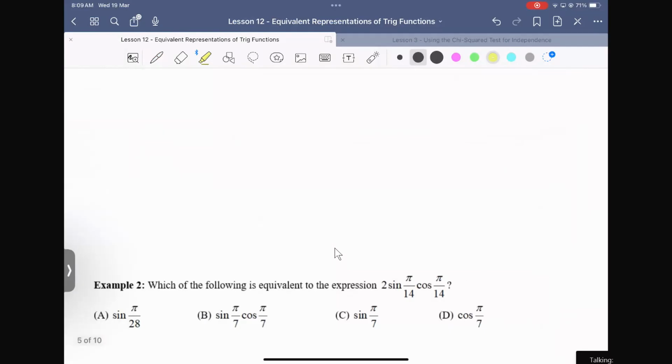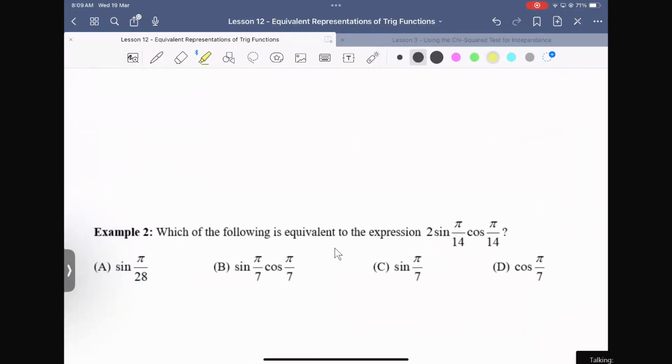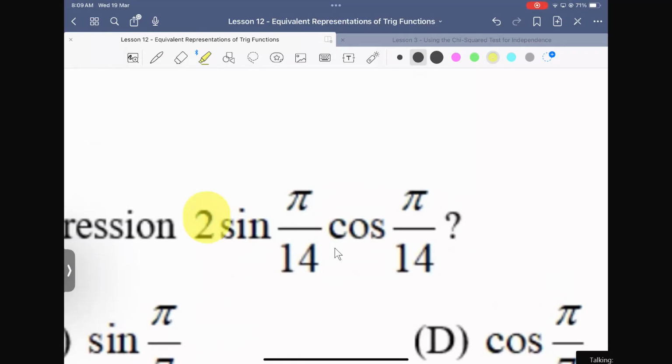So here in this question, we have to find an equivalent expression to this. Notice the 2 at the beginning. We've got sine of something. Look at how the angles are the same angle.